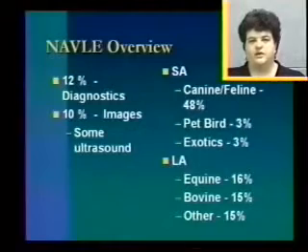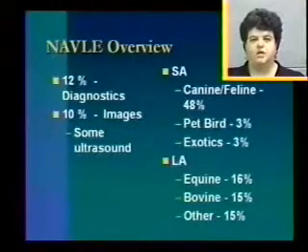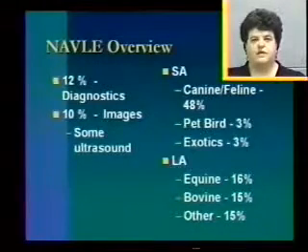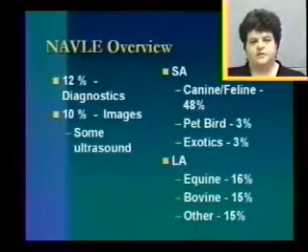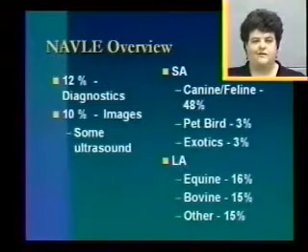So as expected, most of the questions are going to come from our companion animals, from equine and canines and felines. That's going to compose the majority of where the questions are going to come, with a smaller percentage from pet birds, exotics, cows, and other food animals.